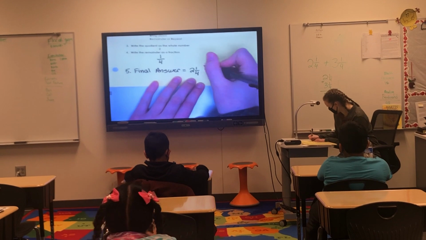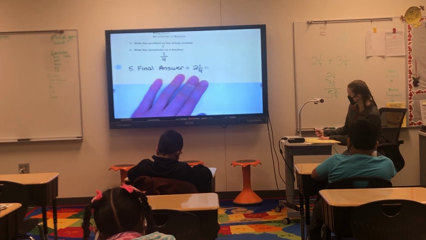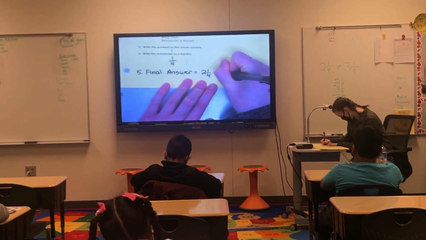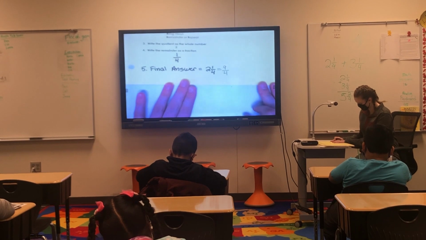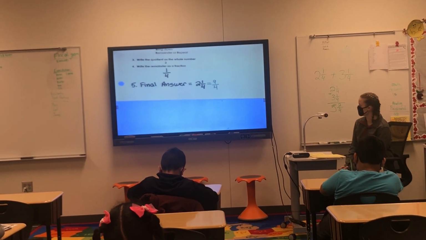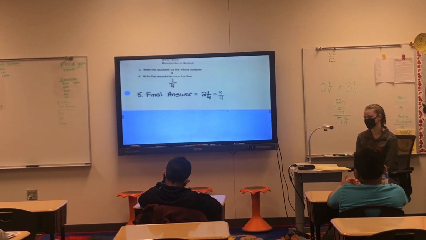So next to 2 and 1/4, go ahead and write is equal to, so put your equal sign, 9/4. So our mixed number 2 and 1/4 is equal to our improper fraction 9/4.